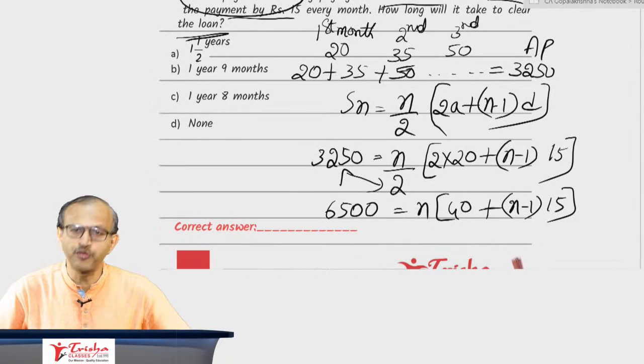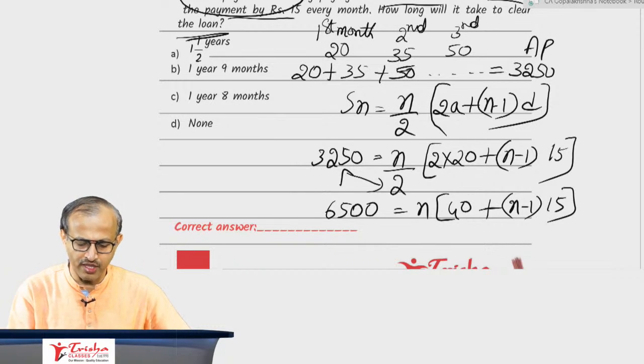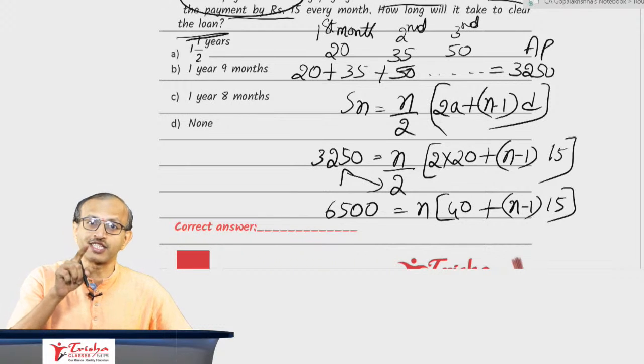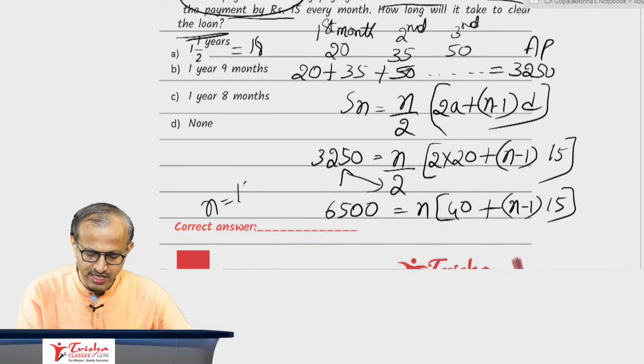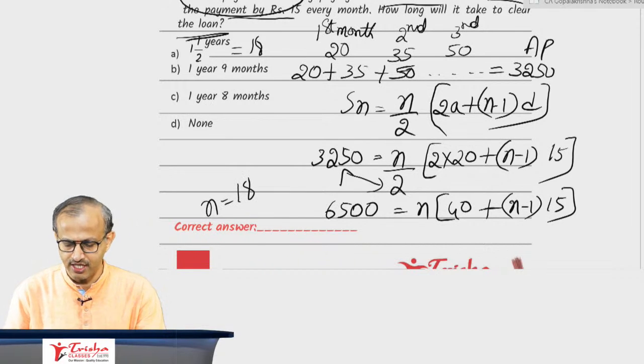You don't have to worry too much. Just substitute the options. 1.5 years. 1.5 year means how many? It is month wise, no? Monthly. First month, second month. So how many months? 1.5 year, how many months? 18 months. Shall we put n is equal to 18 months? Just put n is equal to 18. Verify.